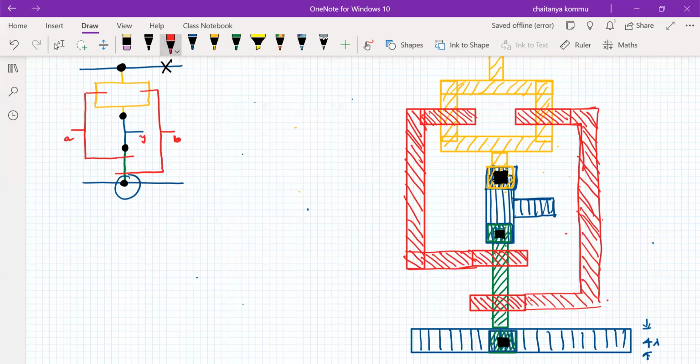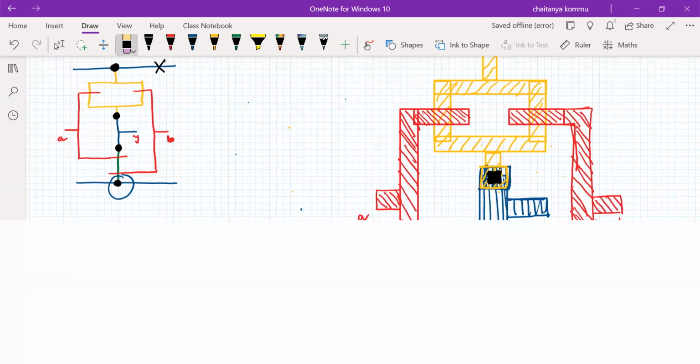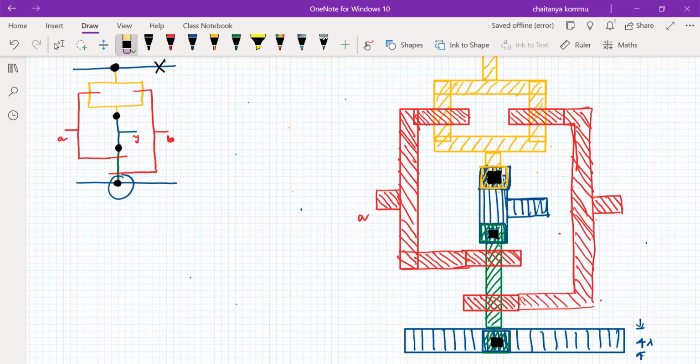We need to extend the polysilicon. We need to extend the polysilicon here also. So this is called A, this is called B, sorry. This is called B. This is called Y, okay? That's it. We have drawn the layout for this one.